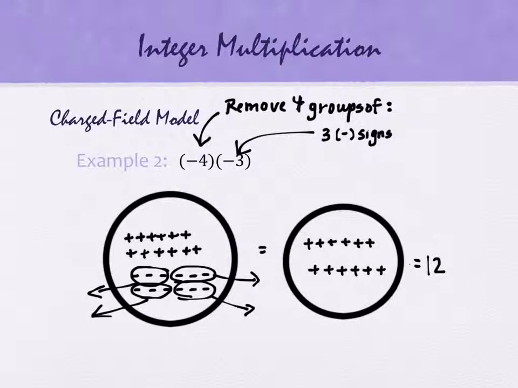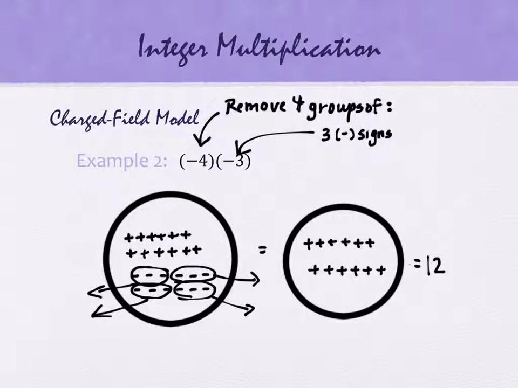What would happen if you reversed the description and you said, instead of removing 4 groups of 3 negatives, you removed 3 groups of 4 negatives? Would that be okay? Yeah, it would be okay, because of commutativity. And we're going to get to that one in a second, but there is a commutative property of multiplication.